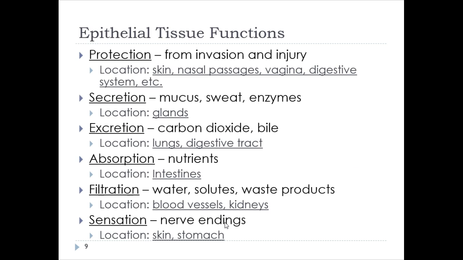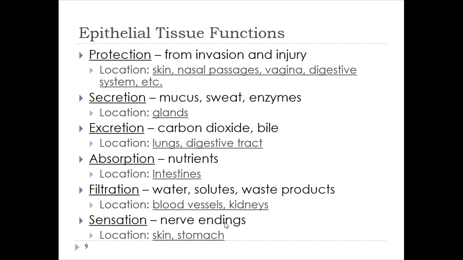So if we go through the definitions of what epithelial tissue functions are, we can go ahead and figure out that it protects. It protects us from invasions and injury from certain things. So like the location could be our skin, nasal passages, our vagina, our penis has both of these linings to prevent exterior things from coming in, like bacteria and things like that.